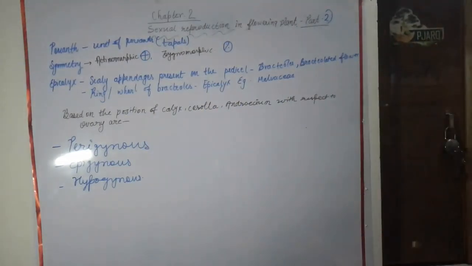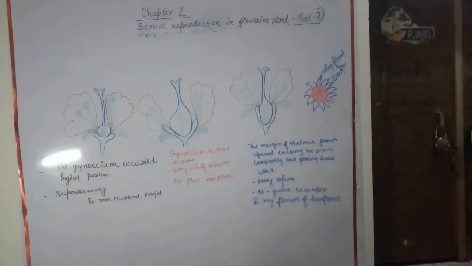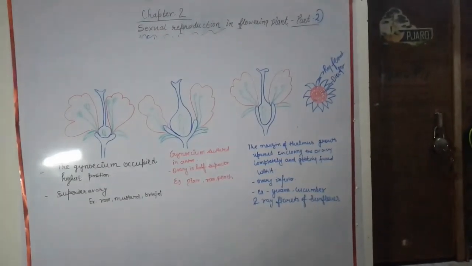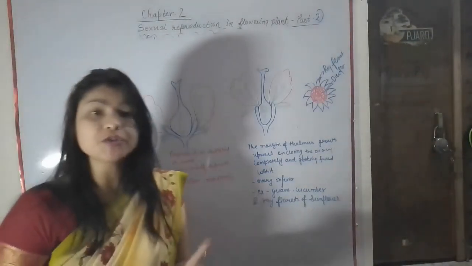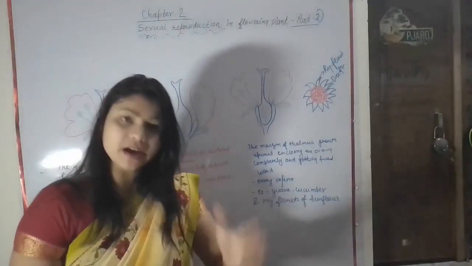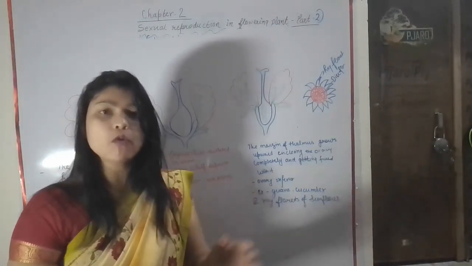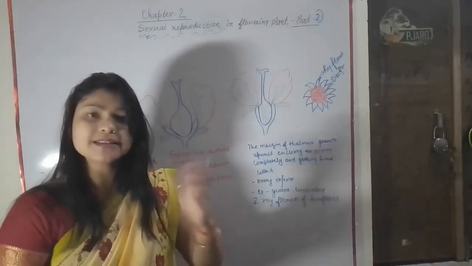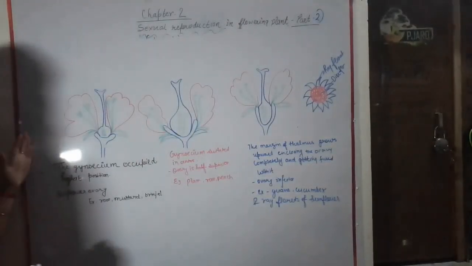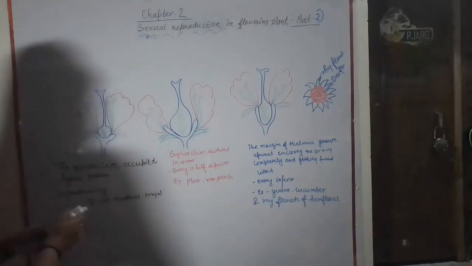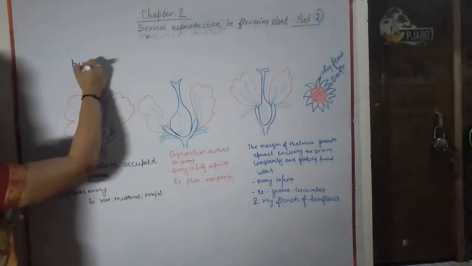So let's take it as a picture. You can see here, according to the position of the androecium, calyx and corolla, the position of the ovary is hypogynous, epigynous and perigynous. The first condition is the hypogynous condition. So I am writing here, the condition of hypogynous.